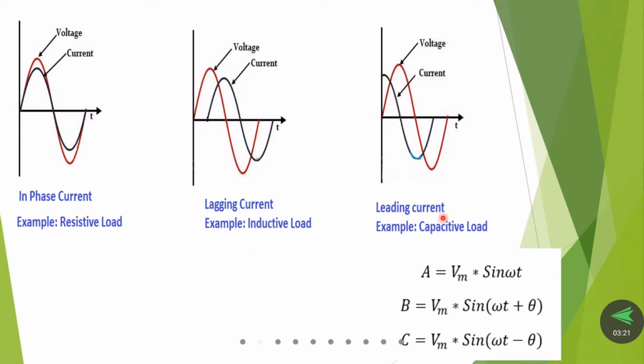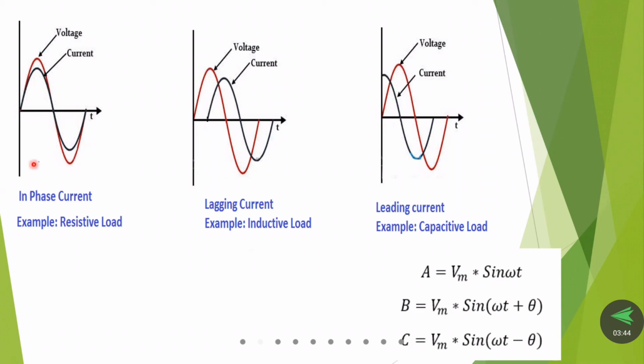First we discuss in phase. What in phase means is this: we simply take a graph of current as well as voltage. The black sine wave we represent as current and the red one we assume as voltage. You can observe here.